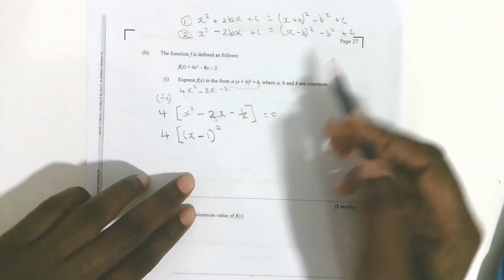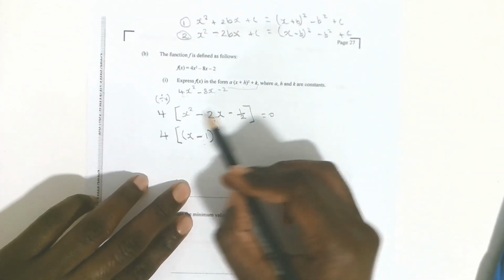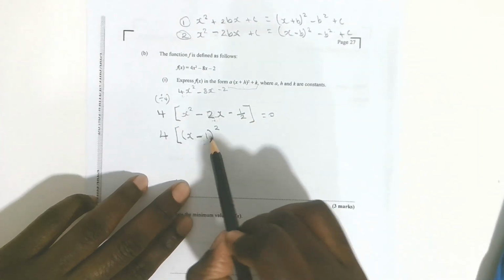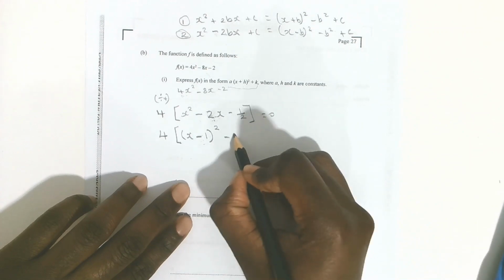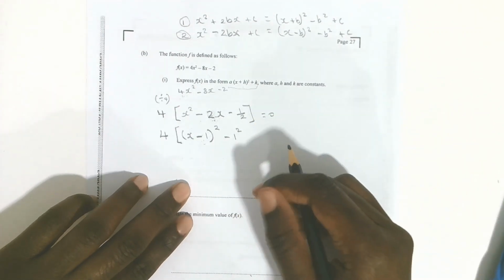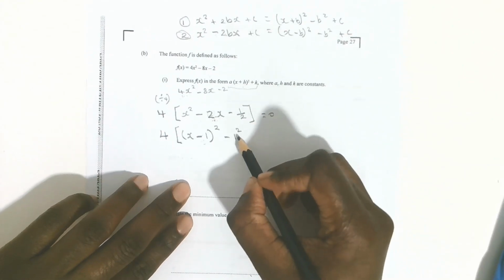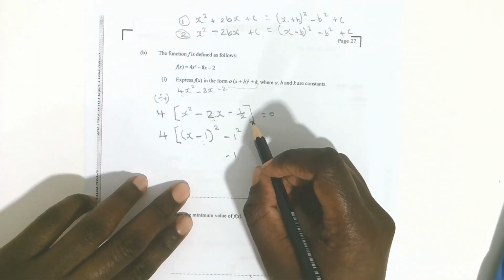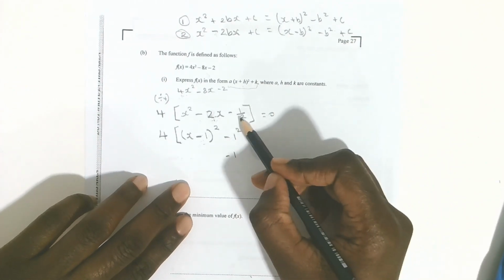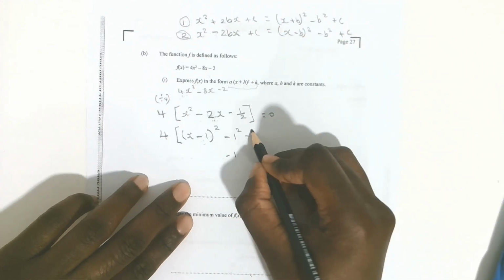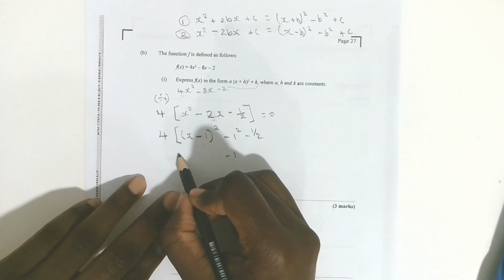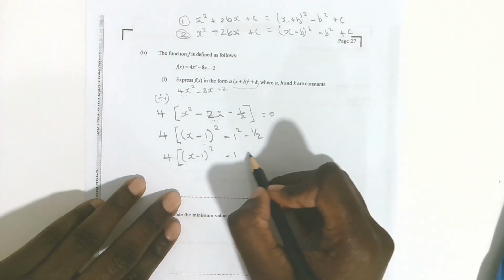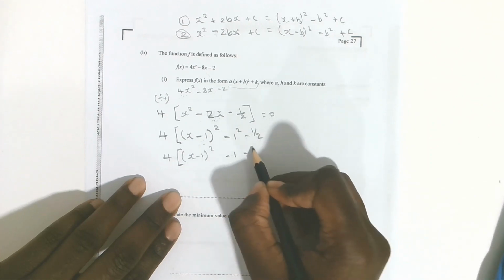Then continuing, it's going to be minus b squared. So our b value, which is minus 1, minus 1 squared is still 1. Yeah? And then we're going to add our c value, which is minus half. So we write that in. We're going to have x minus 1 squared minus 1 minus half.